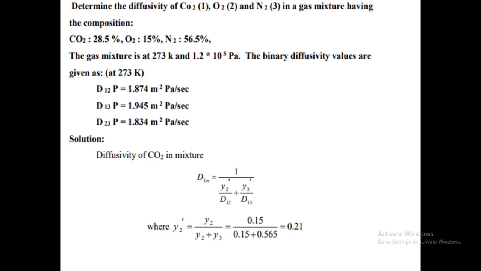Okay, so this is the mole fraction formula: individual mole divided by total mole. For our case, Y2 is the oxygen mole fraction, the second component, so 15 divided by 100, 0.15. Divided by Y2, which is known, 0.15, plus Y3, which is nitrogen, the third component, 56.5 divided by 100, 0.565. Substituting all the values, we find Y2 dash is 0.21.